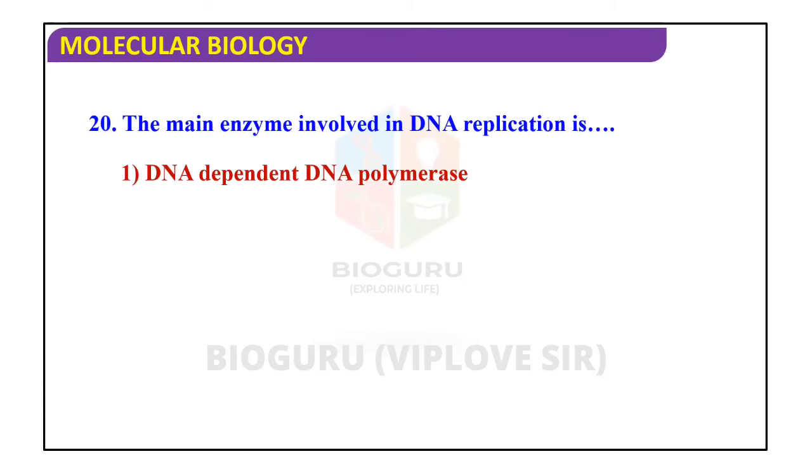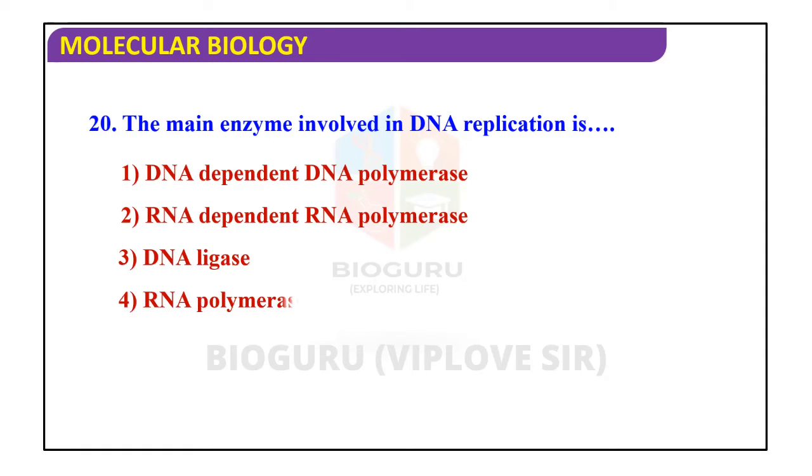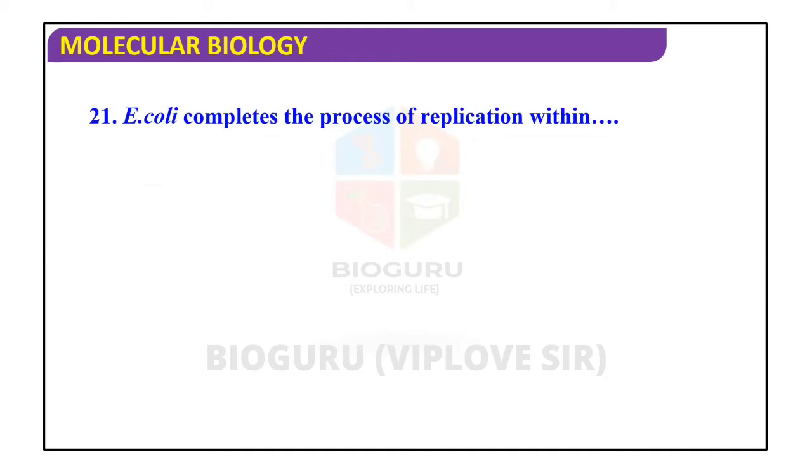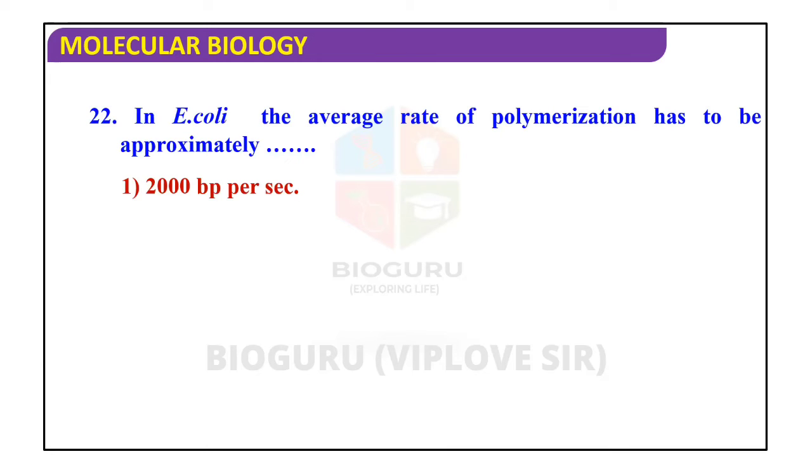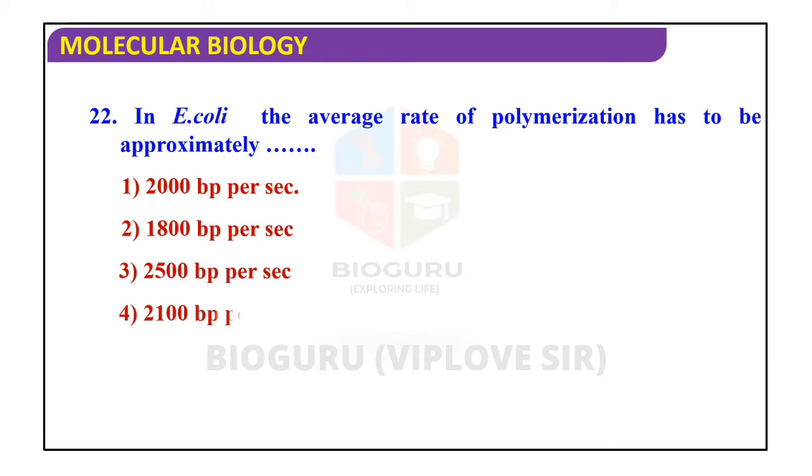The main enzyme involved in DNA replication is DNA dependent DNA polymerase, RNA dependent RNA polymerase, DNA ligase or RNA polymerase. It is DNA dependent DNA polymerase. E. coli completes the process of replication within 40 minutes, 30 minutes, 28 minutes, 38 minutes. Yes, 38 minutes. That's great. In E. coli, the average rate of polymerization has to be approximately 2000 base pair per second, 1800 base pair per second, 2500 base pair per second or 2100 base pair per second. It is 2000 base pair per second.